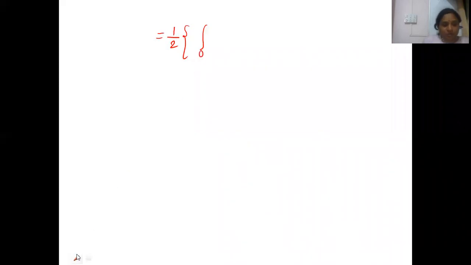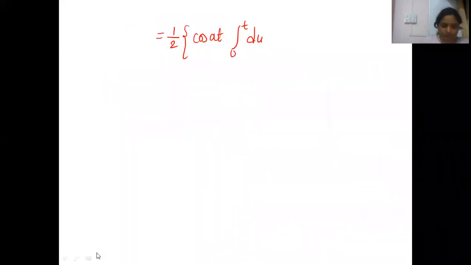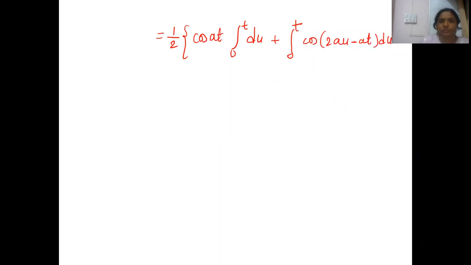What will come out? Cos AT, right? Cos AT into integration 0 to t du. Okay, so the first part is done. Plus integration, this is as it is, I'm writing, plus integration 0 to t cos(2AU minus AT). Correct? Okay, now integrate: 1/2 that cos AT as it is. Integration du is u, from 0 to t, right?